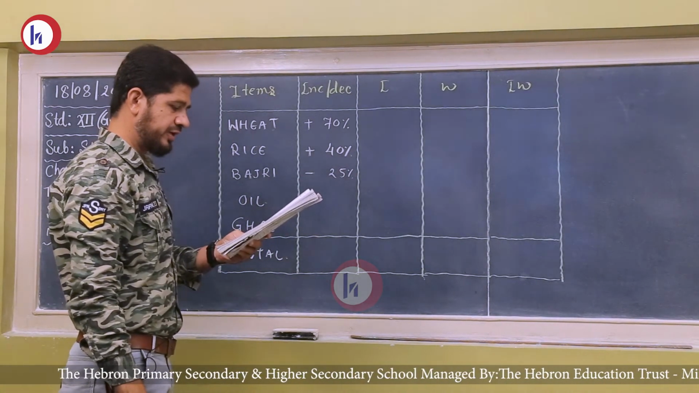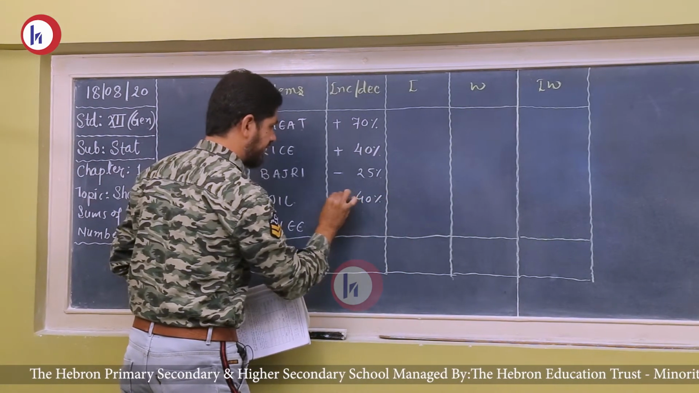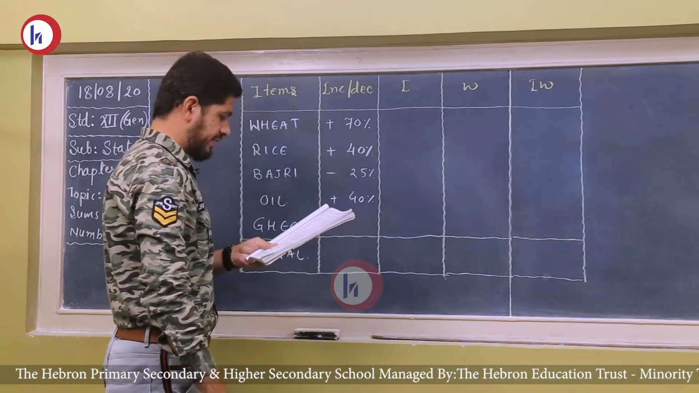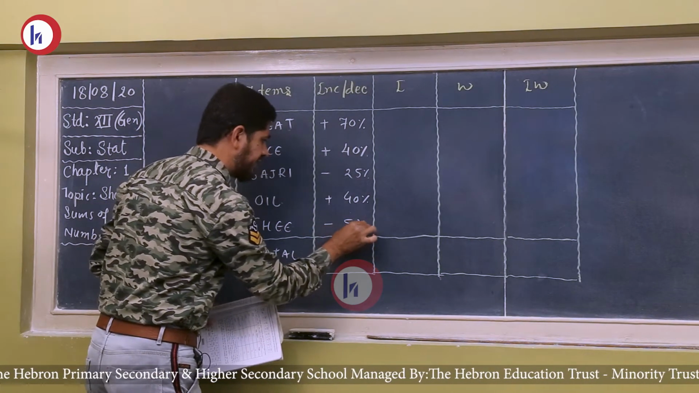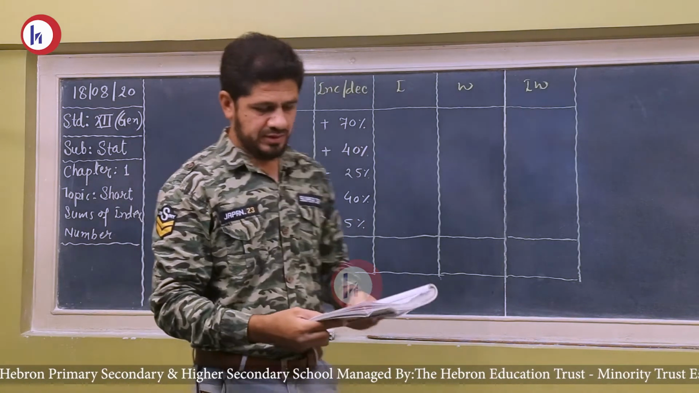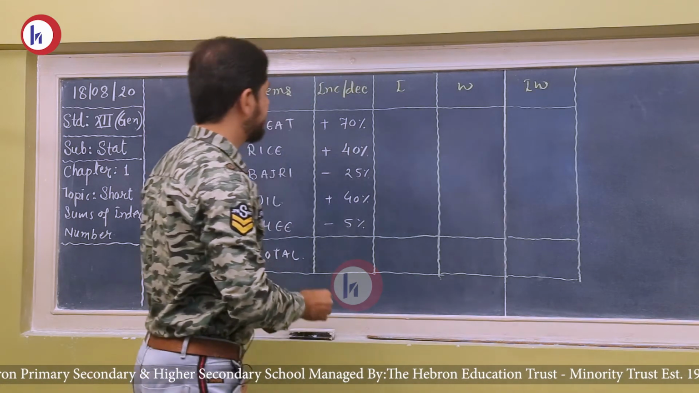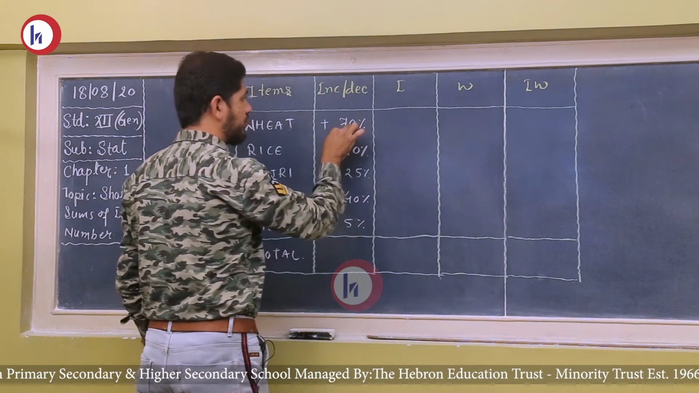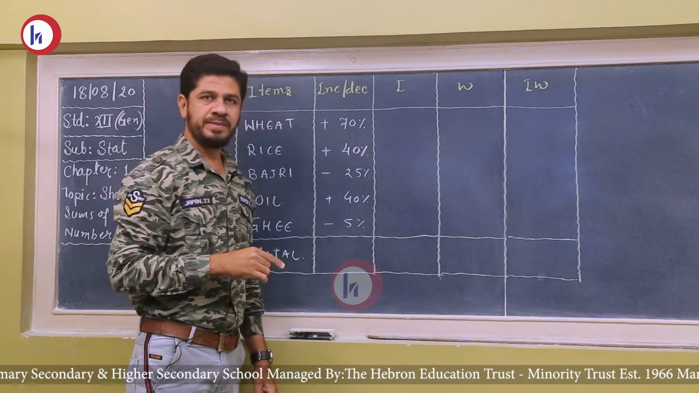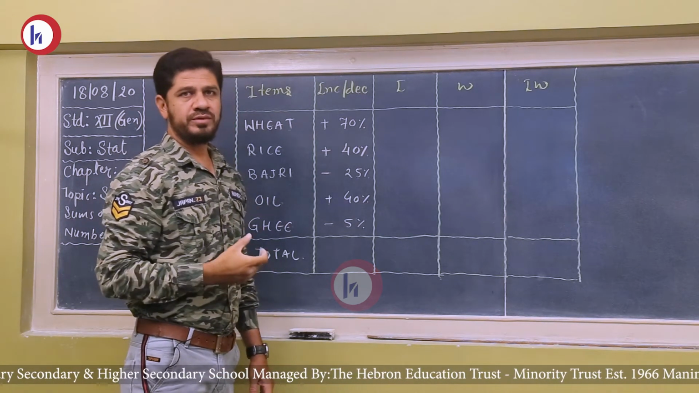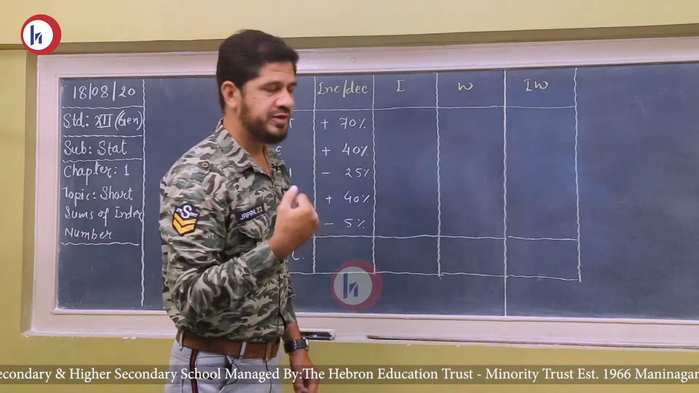The price of oil increased by 40%. And the price of ghee decreased by 5%, so a negative sign against it. Now what should be the index? We know that increase and decrease depend on the base year, and the index of the base year is 100.